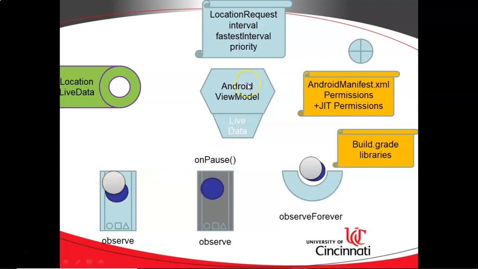We're going to create the Android view model, and that will be fairly lightweight, but the location live data class that is attached to this Android view model is going to be where most of our work is. And inside of that, we're going to create this location request object, which is essentially a filter that says how frequently we want to receive updates. So without further ado, let's jump right in.